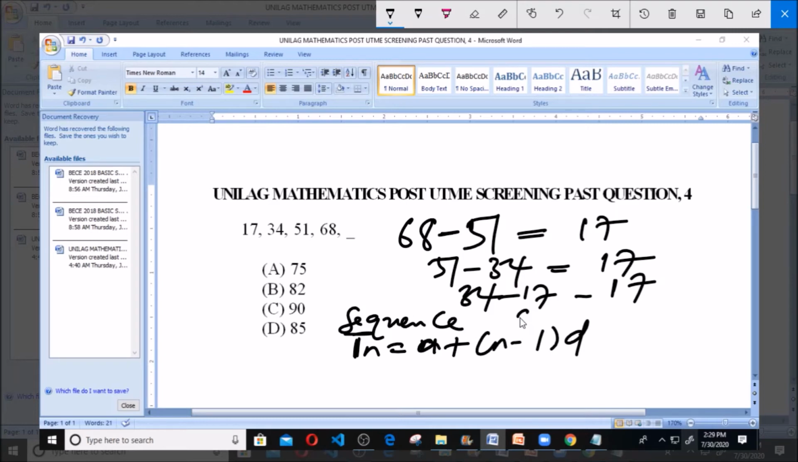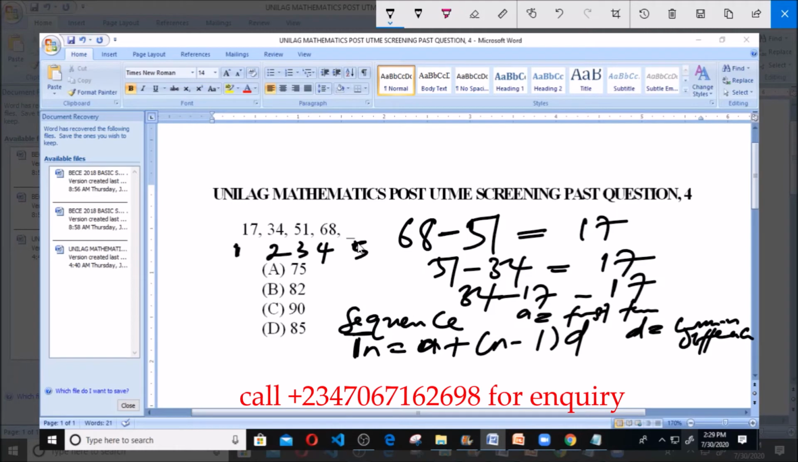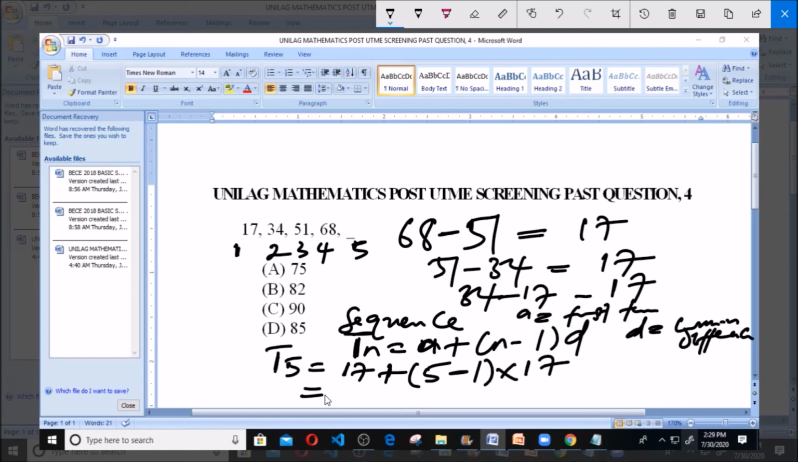Now this is the first number, this is the second, this is the third, this is the fourth. Now the number we are looking for is the fifth number. So by using this formula, you say T5 equals a, which is 17, plus 5, which is n, minus 1, then multiply by the difference, which is 17. Now if you do that, you have 17 plus 5 minus 1. 5 minus 1 gives you 4 times 17. Now once you sum up your number, you get 85.